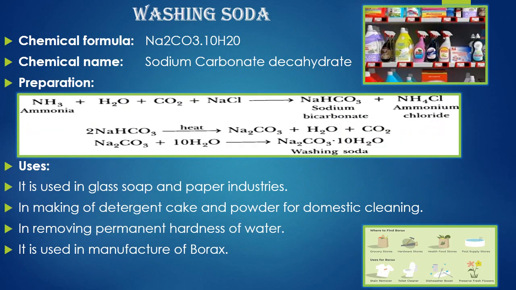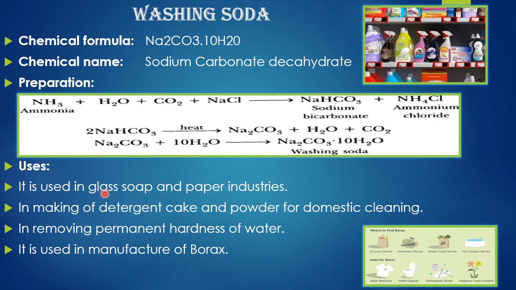Now, washing soda. The chemical formula is Na2CO3.10H2O. Chemical name: sodium carbonate decahydrate. It is prepared with the help of baking soda. Baking soda is prepared from ammonia, water, carbon dioxide, and sodium chloride. We get sodium bicarbonate, that is baking soda. Now, when baking soda is heated, we get Na2CO3, H2O, and carbon dioxide. And when sodium carbonate is made to react with water molecules, we get Na2CO3.10H2O, that is washing soda or sodium carbonate decahydrate.